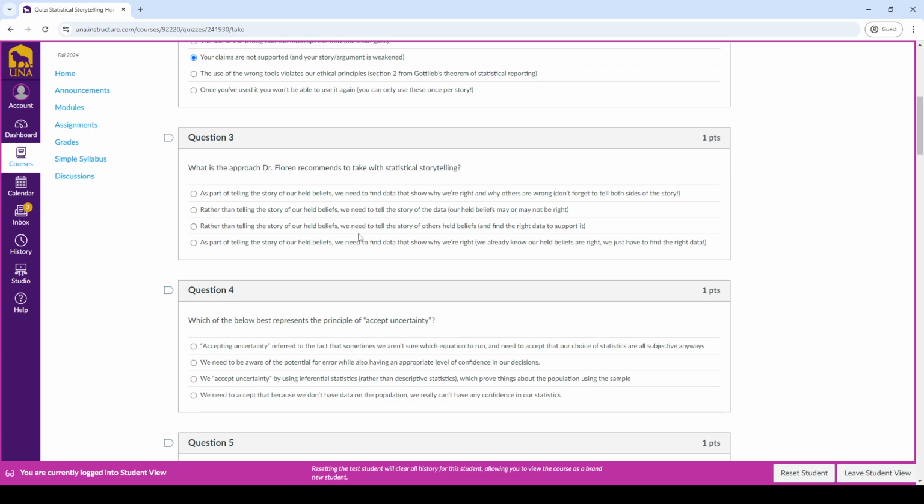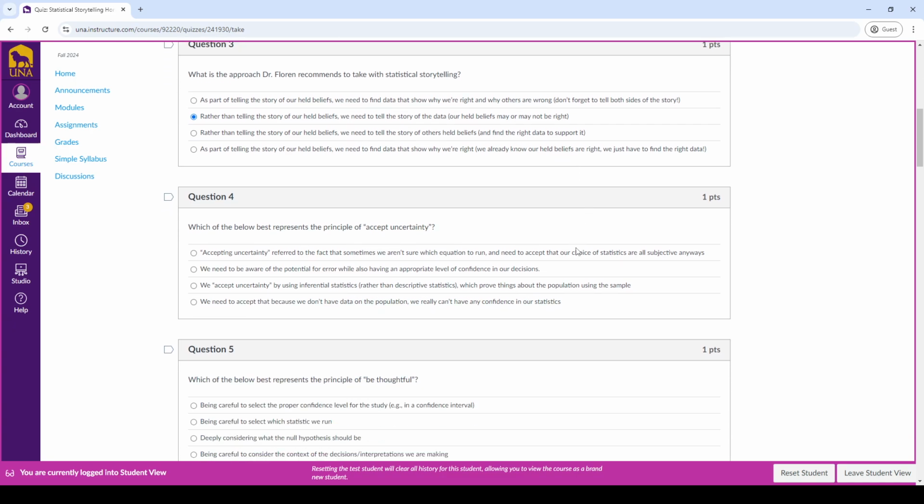Rather than telling the story of our held beliefs, telling the story of data or of others' held beliefs, well, again, we're not looking for data to support a position. We're looking to find what is the story that our data tells. So this is going to be the correct answer for this one. Looking for what is the story of that data.